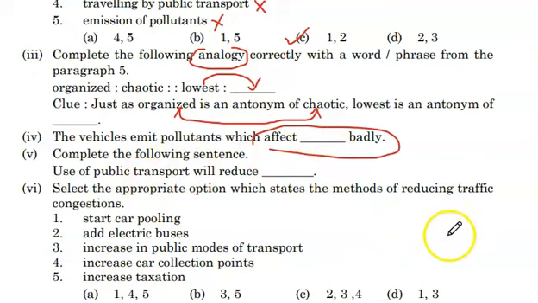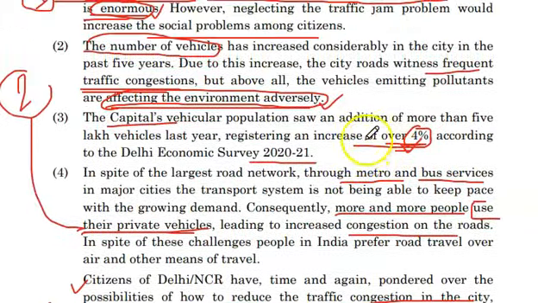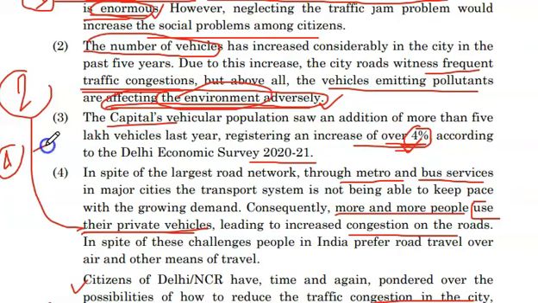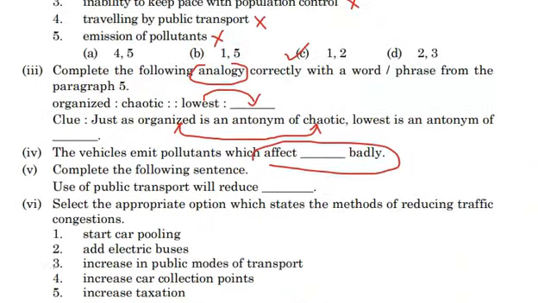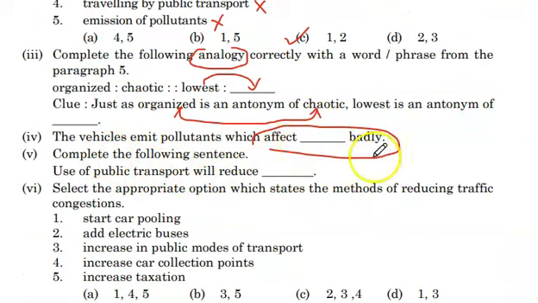So this is question number 4, and I think it is given in paragraph number 2. So it is here. Due to this increase, the city roads witness frequent traffic congestions, but above all, the vehicles emitting pollutants are affecting the environment. So your answer to question number 4 will be the environment. Write down the environment badly.